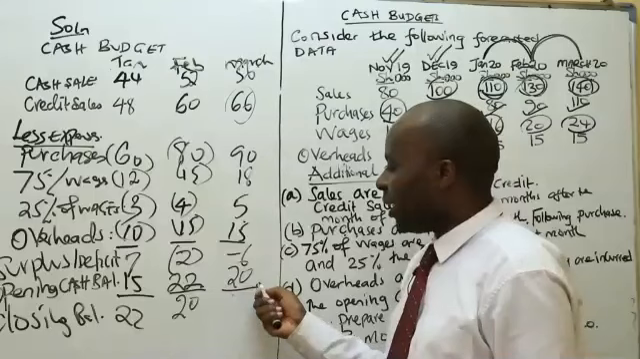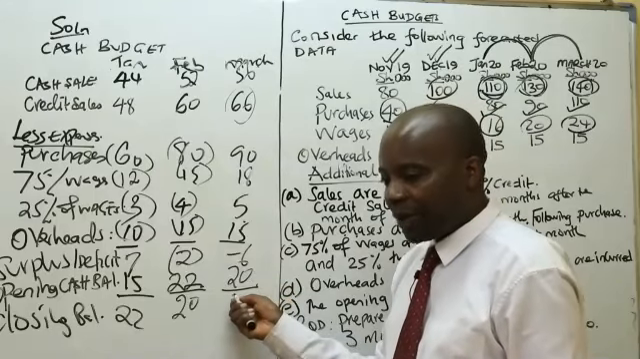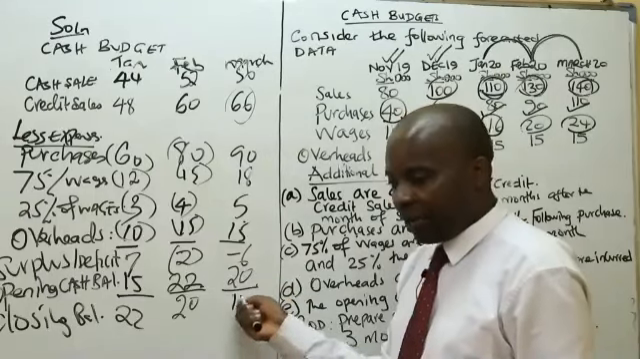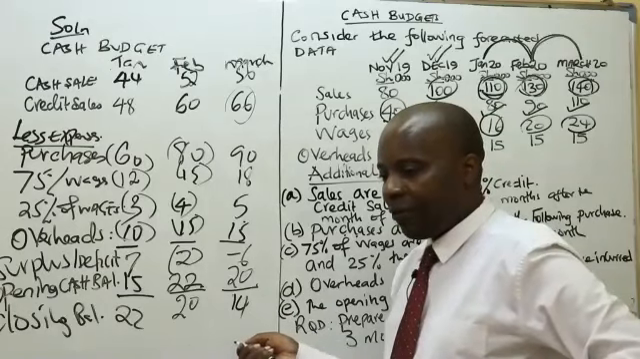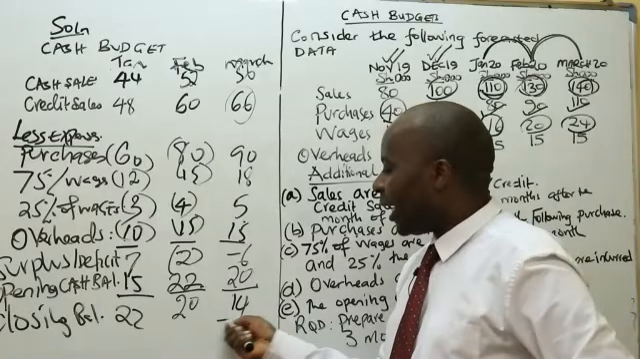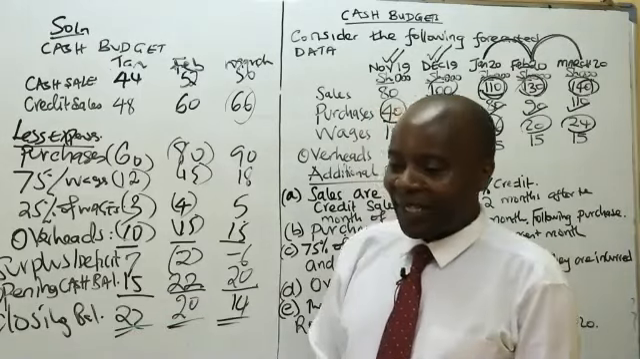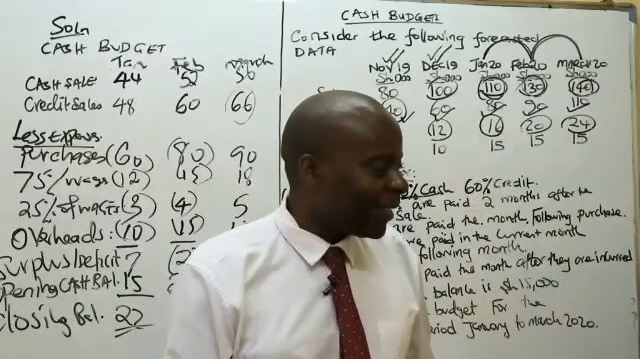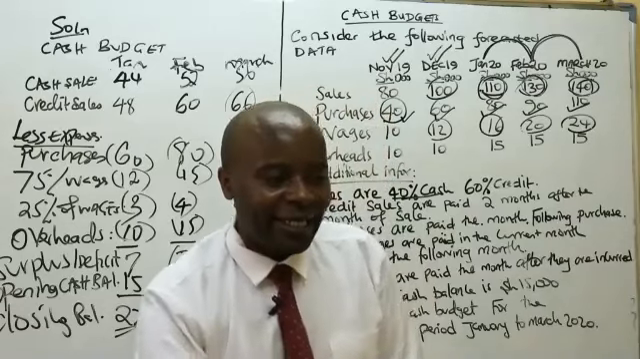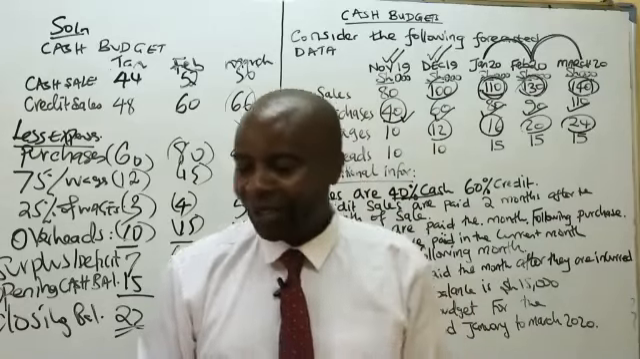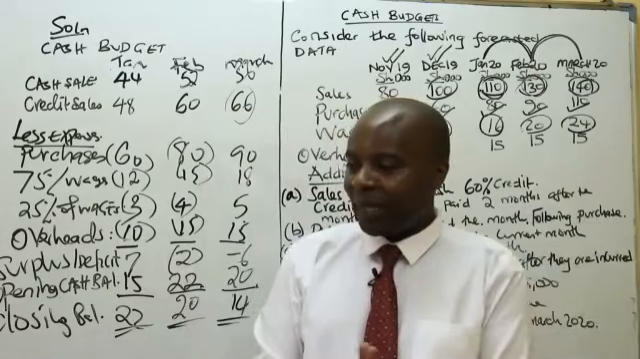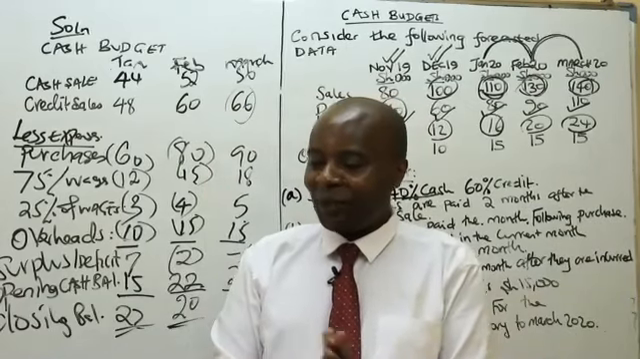So 20 minus 6 plus 20 gives me what figure? Somebody here? This gives me 14. And that is the end of our cash budget.